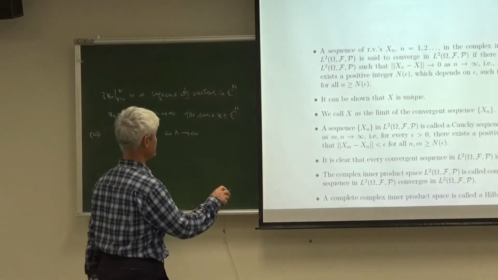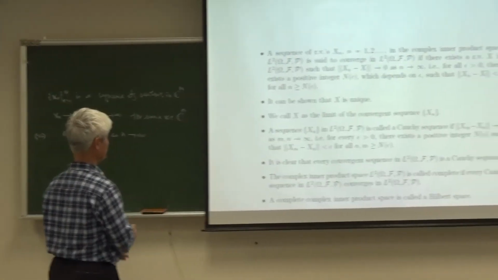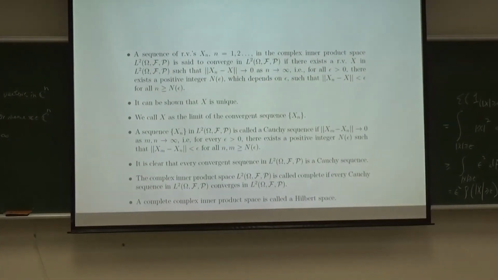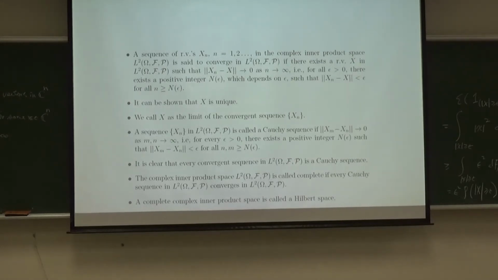All right, so we consider a sequence of random variables converging. This concept, the convergence of a sequence of random variables, is well defined in L2 space, because L2 space is an inner product space. And it can be shown that the limit X is unique.